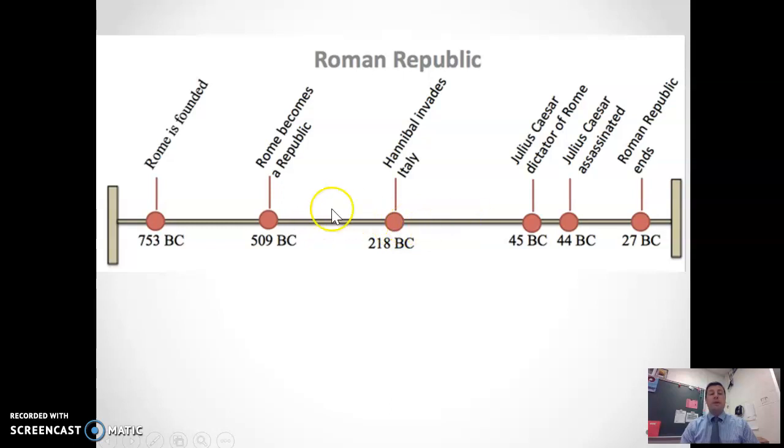From there, the Republic will change and evolve over time. It is not just the same way. Even though we're going to take a look at the overall structure of it, it does not exist in a vacuum. It doesn't stay that way the entire time. Eventually, 27 BCE, we will see how the Roman Republic ends as we move through the rest of this unit.